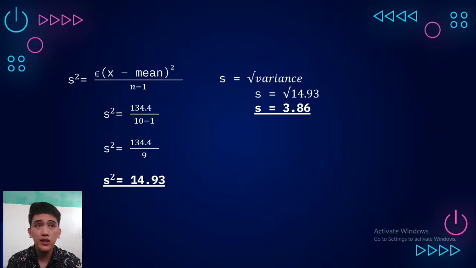Okay, let's proceed to the computation. S squared is equal to 134.4 over 10 minus 1. 10 minus 1 is equal to 9. And next, 134.4 divided by 9 is 14.93. And our variance is 14.93. And to get the standard deviation, let's just take the square root of the variance. S is equal to the square root of 14.93, and the answer is 3.86. So, our standard deviation is 3.86.